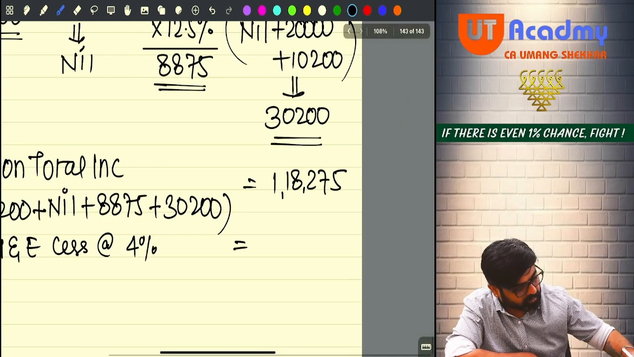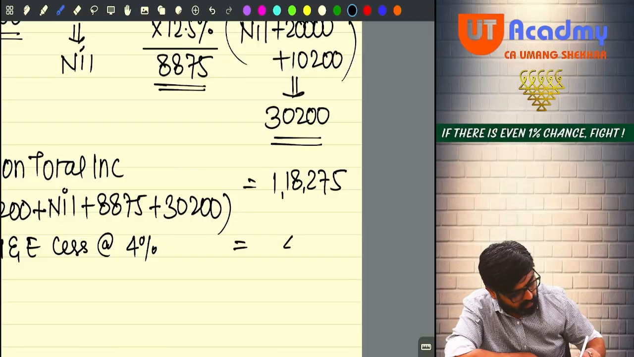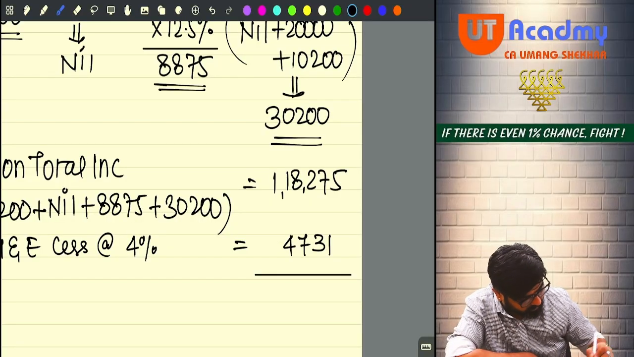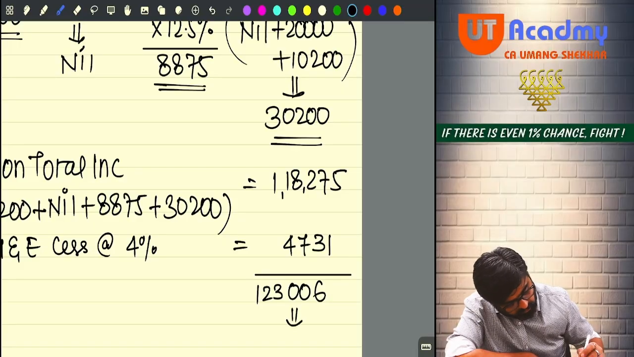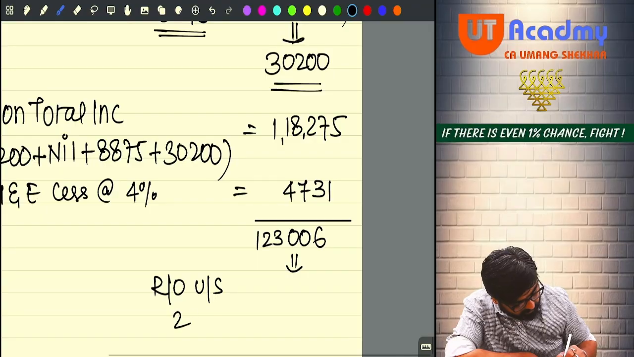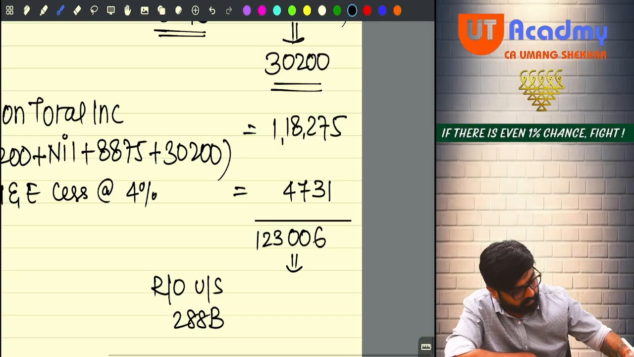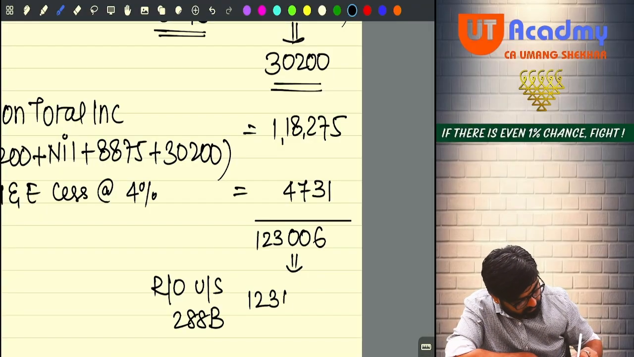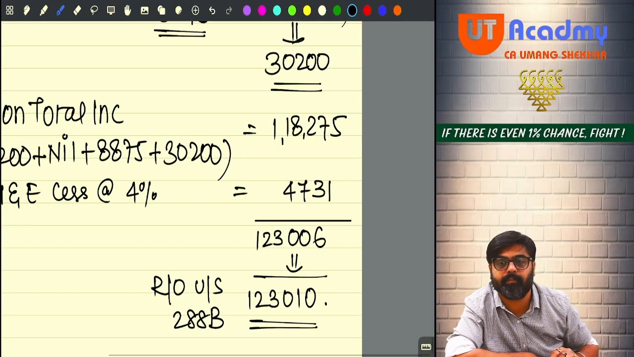So 4% of this amount will be 4731. Total 1,23,006, and you have to round off to the nearest multiple of rupees 10, section 288B. So you'll round it off to 1,23,010. This will be your final tax liability.